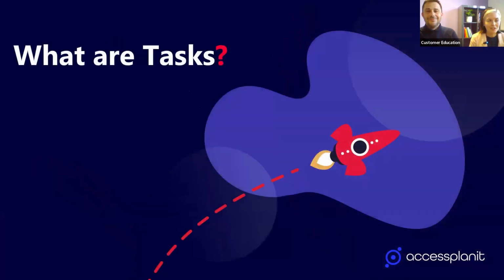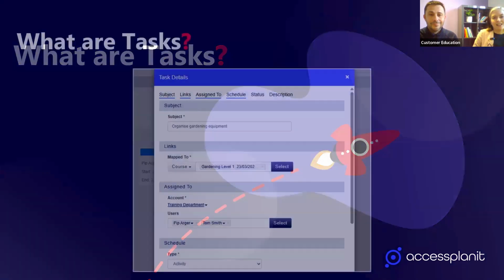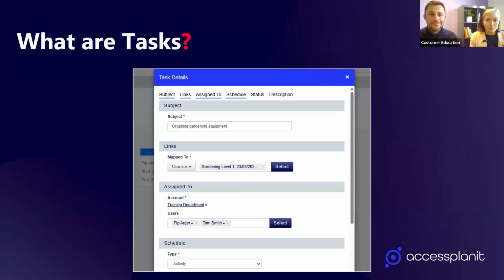So I'll talk a little bit about what tasks are first. Hopefully everyone on this session knows what a task is, but what does it actually mean in the context of your Access Planet platform, and what can you do with them? As you would expect, tasks can be used to help you manage your personal and your team to-dos. Now, every task in your platform has a name. So that's what is the task that needs doing. That's the basic stuff. In this case, it is organize gardening equipment.